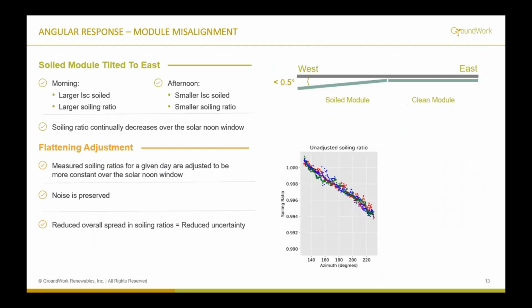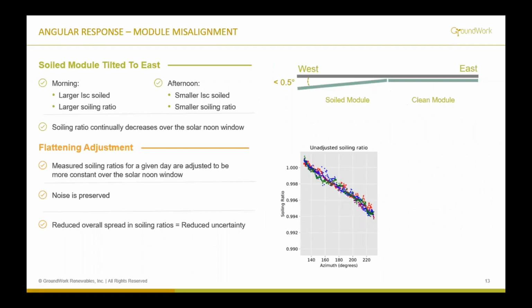So moving on to angular response. Module misalignment can be a big deal. The IEC standard specifies that modules need to be coplanar within half a degree of one another. And that half degree is a pretty stringent tolerance, and you can get that at installation if your installers are paying attention to what they're doing.